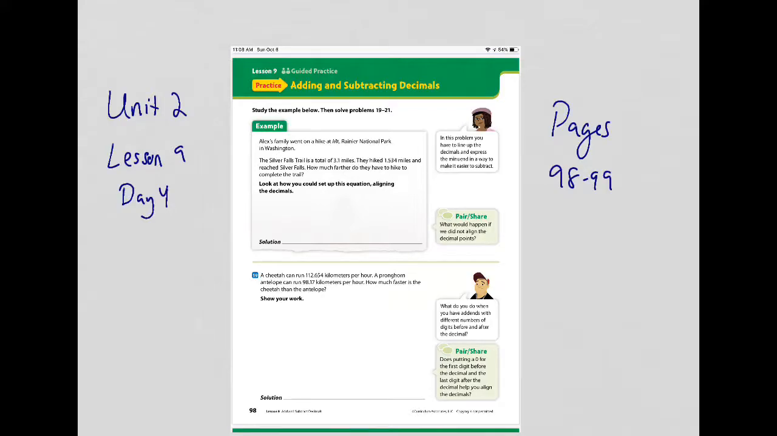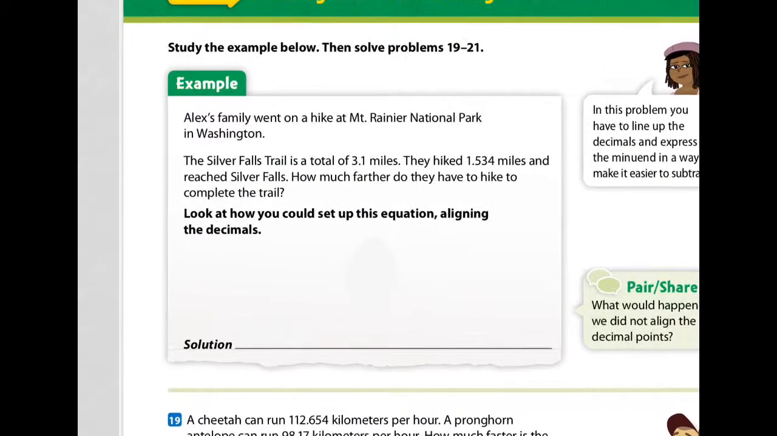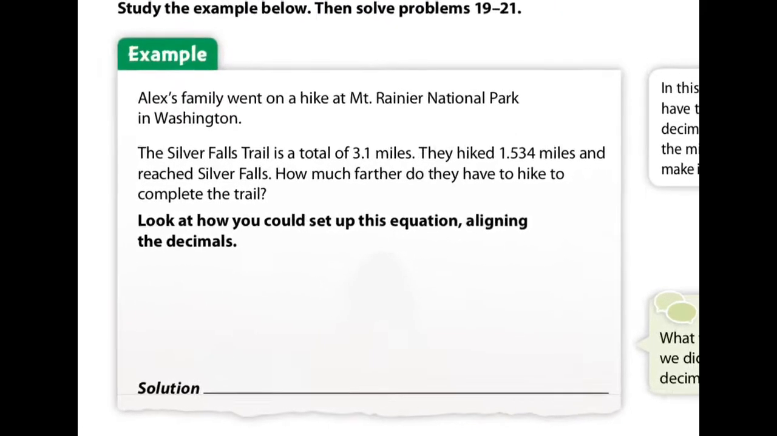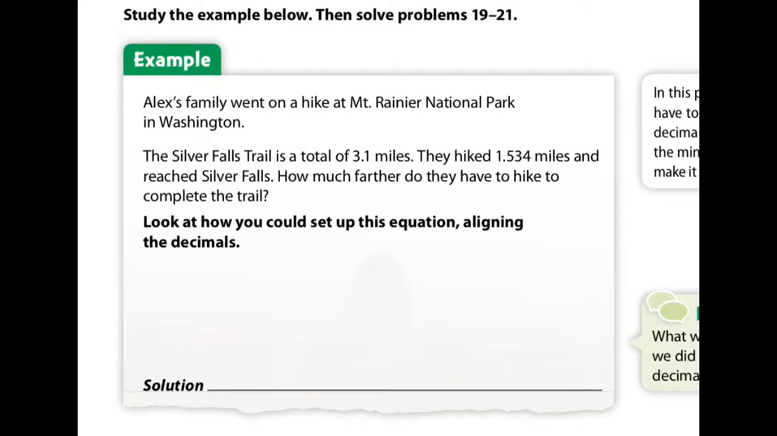So first thing I'm going to do is go through the example, which I have the work whited out, so you don't have to watch in your book, just watch in the video. All right, so here's what it says. Alex's family went on a hike at Mount Rainier National Park in Washington. The Silver Falls Trail is a total of 3.1 miles.